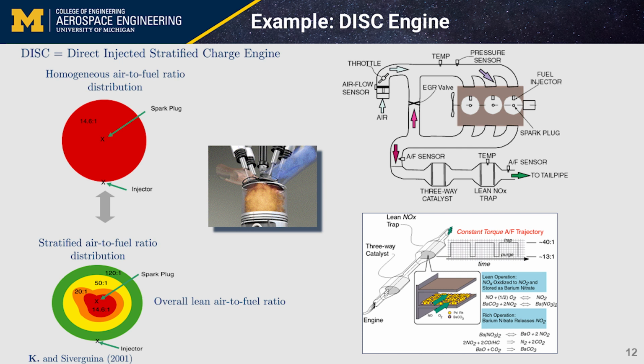And so the overall air-fuel ratio in such a case can be quite large. So it's what we call lean. And that has an advantage in terms of fuel economy because you can operate with more air. So you reduce pumping losses and you also reduce some of the thermodynamic losses. So that's what was of interest at the time.